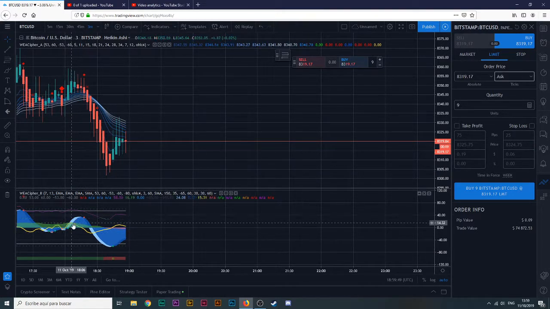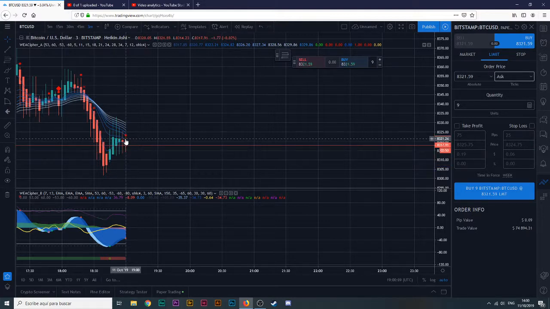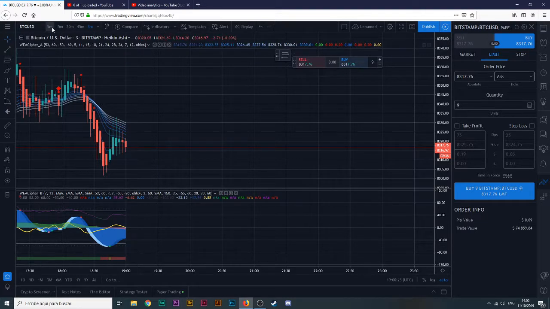but here's where the light blue wave dips into the dark blue wave, and you have a sell signal. There it is. Continuation, bearish continuation line, and the line is going back down again. Boom. This is on the 3-minute.